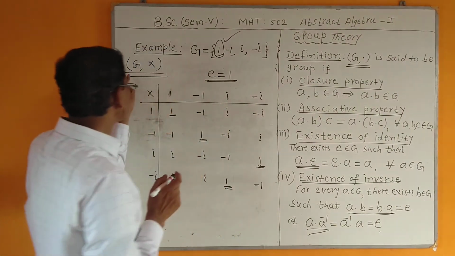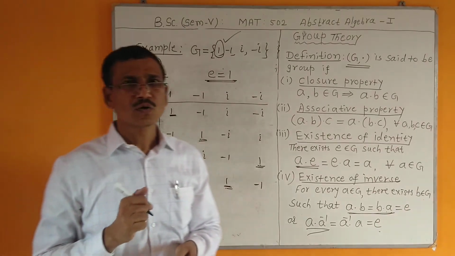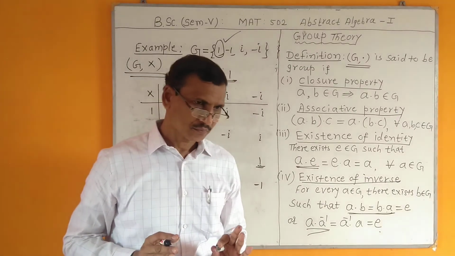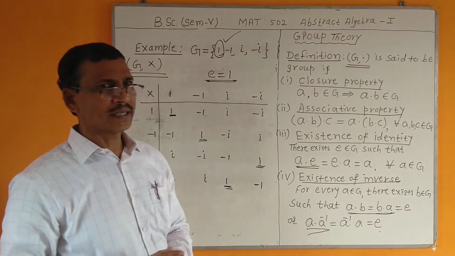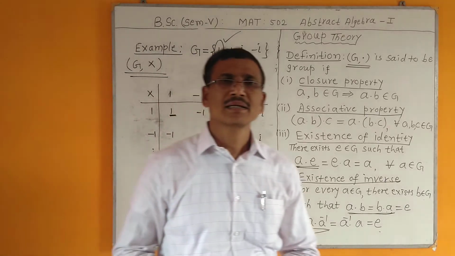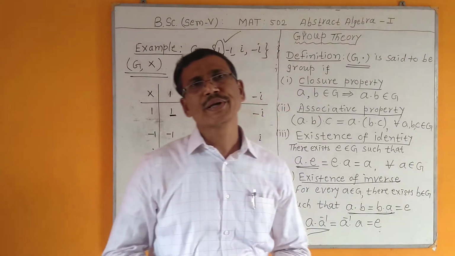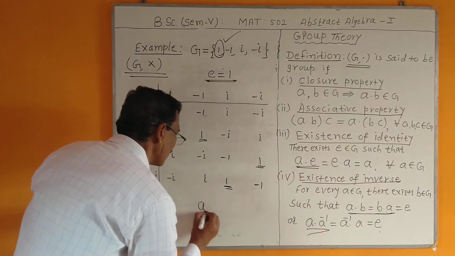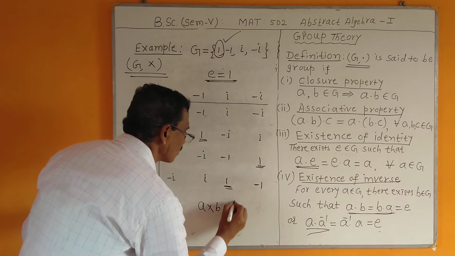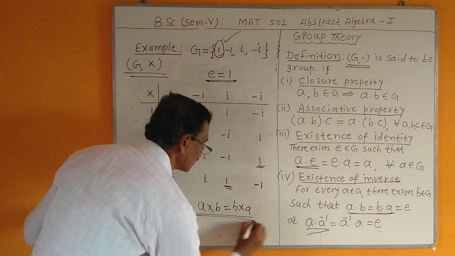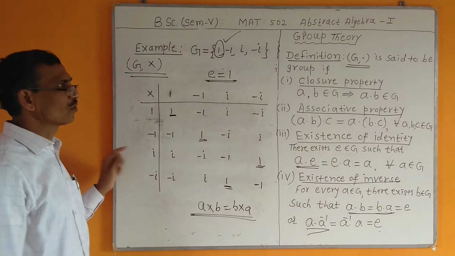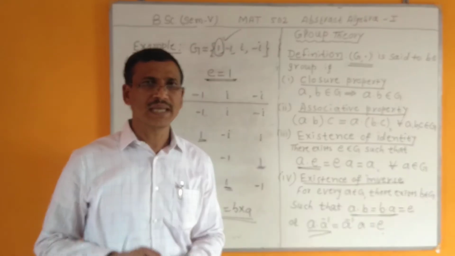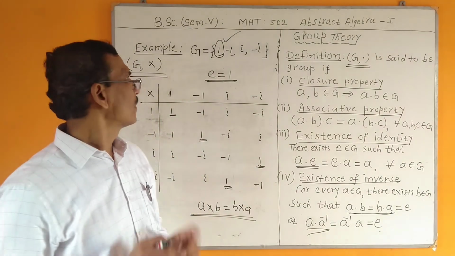And therefore, G multiplication is a group with identity element 1. Is it clear? What about the commutative property? We know that complex numbers are commutative. That means such a condition is satisfied here. A multiplied by B is equal to B multiplied by A. It is always true in the set of complex numbers. That means the commutative property is satisfied, and therefore G multiplication is an abelian group or commutative group.